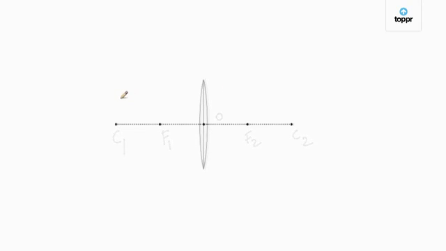When a parallel ray of light falls on a convex lens, the light ray after refraction passes through the focus. Let us see how this happens. Let us first draw a magnified diagram of our lens.